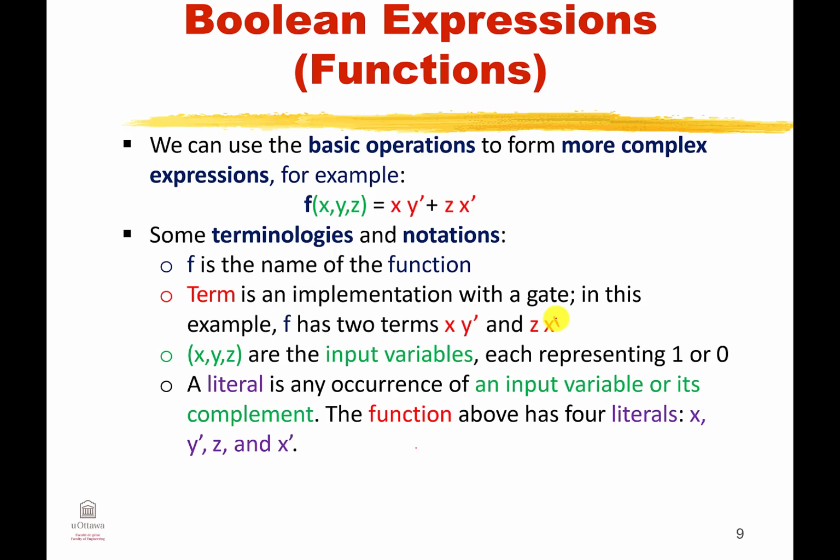z and x prime. So x, y, and z are the input variables, each representing 1 or 0, or low and high. Okay, a literal here is the occurrence of an input variable or its complement. So this function here has how many literals? So this is a literal, and this is a literal, and this is a literal. So we have literally 4 literals, which are x, y, z, and x prime.